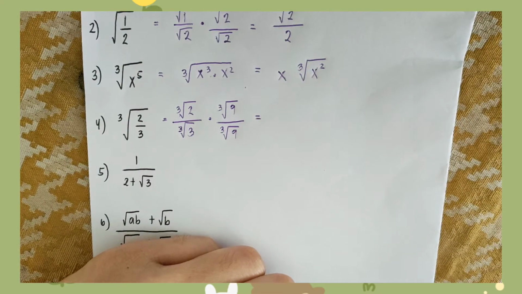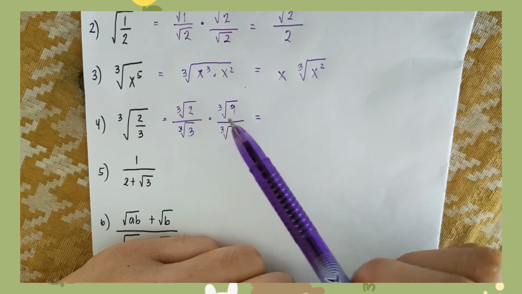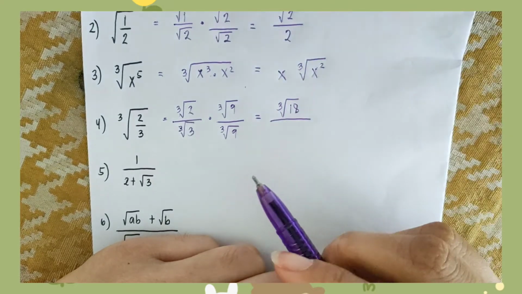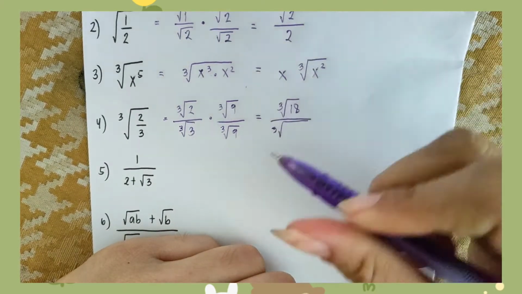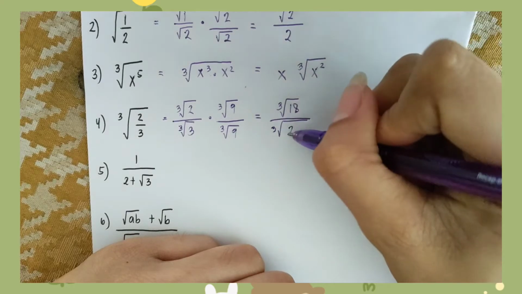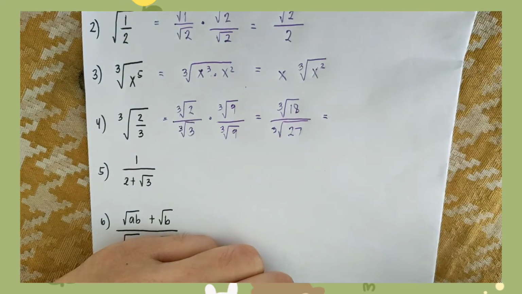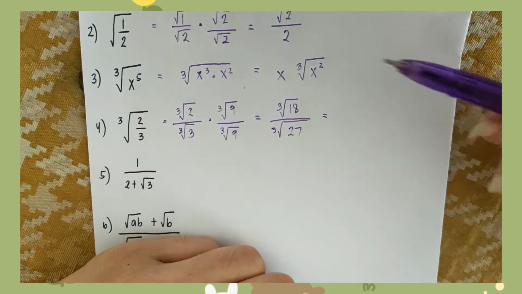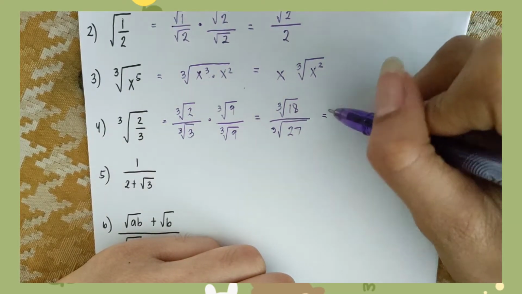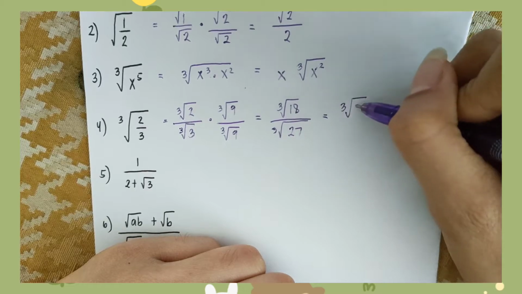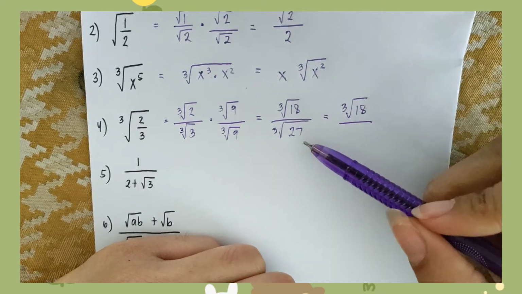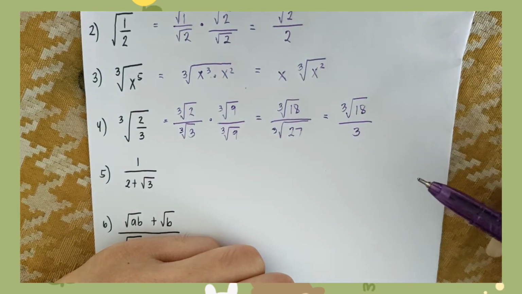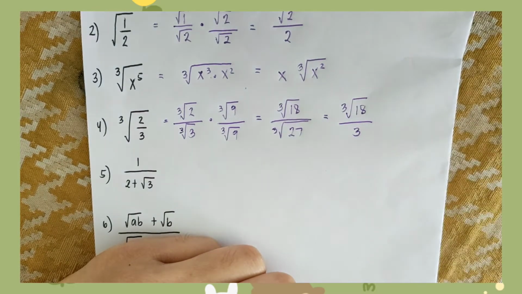Okay. Next, compute. 2 times 9 is 18, so we have the cube root of 18 all over the cube root of 3 times 9 is 27. We all know that 27 is a perfect cube number. So let us now simplify. Just copy the numerator, cube root of 18, and then the cube root of 27 is 3. 3 times 3 times 3 is 27.